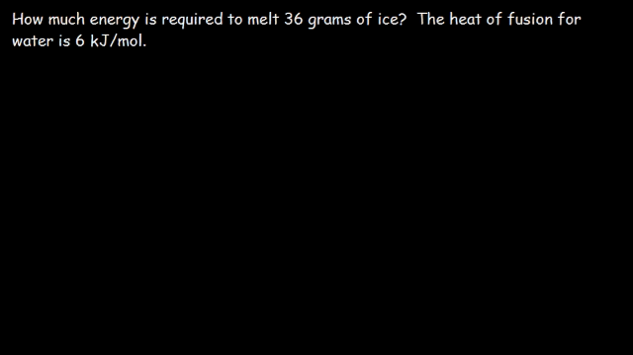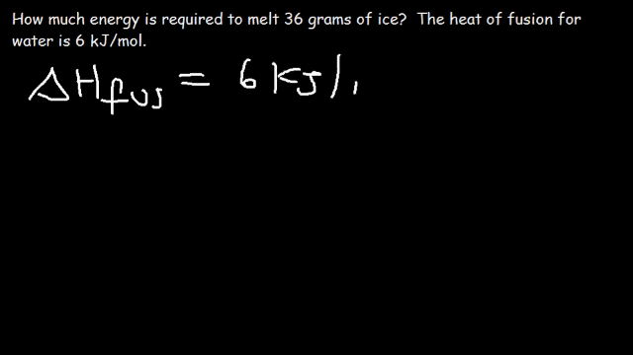So now what about this problem? How much energy is required to melt 36 grams of ice? So this is a phase change problem, and we're given the heat of fusion. The heat of fusion can be used whenever you need to freeze liquid water into ice or melt ice into liquid water. So for melting, delta H is going to be positive because it's an endothermic process, but for freezing, it's negative. So the heat of fusion is positive 6 kilojoules per mole.